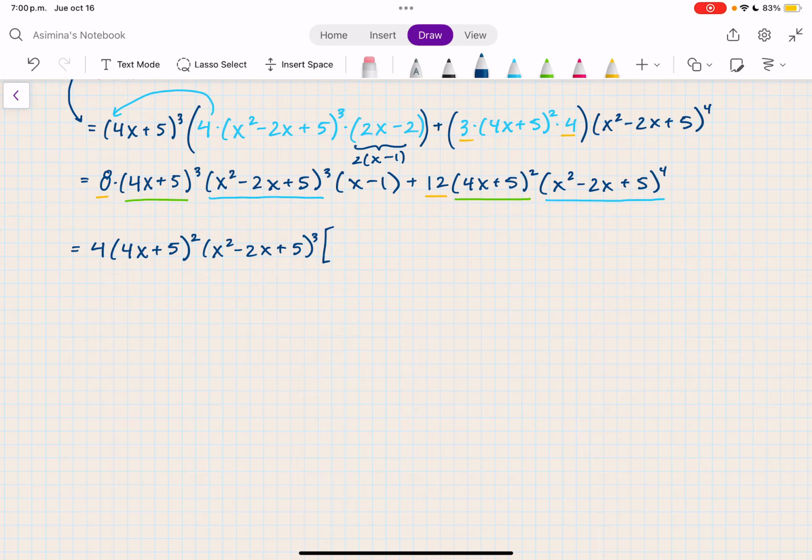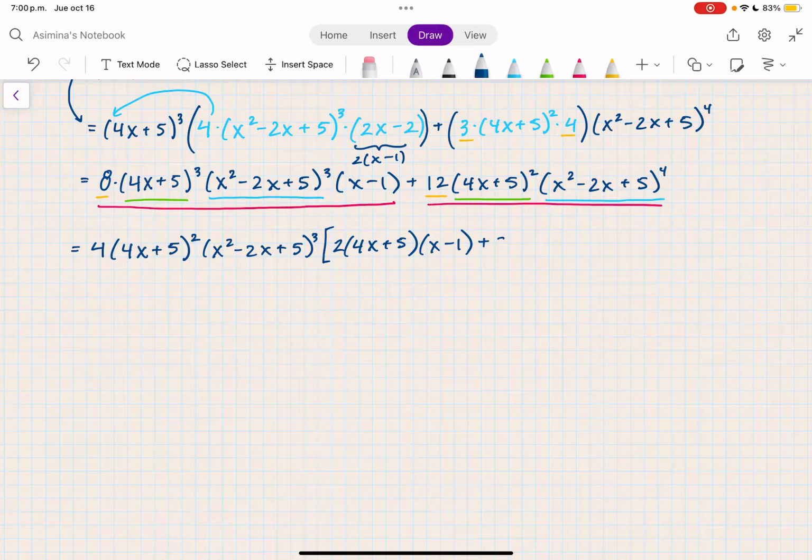If we do that, what are we left with? Well, we're left with, first we'll do this side. So I'd be left with 2 times (4x + 5) times (x minus 1). Now what am I left with on this side? I'm left with 3, and then not (4x + 5) squared because we factored that out. I'm just left with x squared minus 2x + 5.